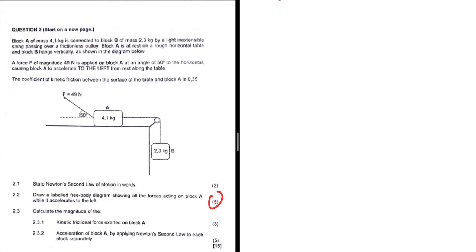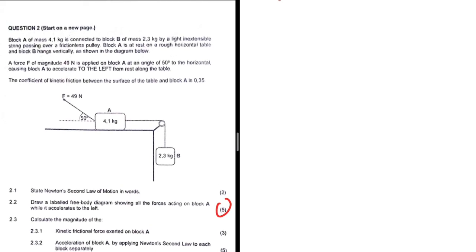2.2, draw a labeled free body diagram showing all the forces acting on block A while it accelerates to the left. So we haven't even read the question statement, but let me show you something. I can start drawing my free body diagram. What do I mean by that? I know fully well that the weight is going to be there, so I don't need to read the question in order to put the weight on my free body diagram. I can put the weight and think about everything else after, because I know the weight is going to be there. It's not up for discussion. The earth is going to be pulling the object towards itself.